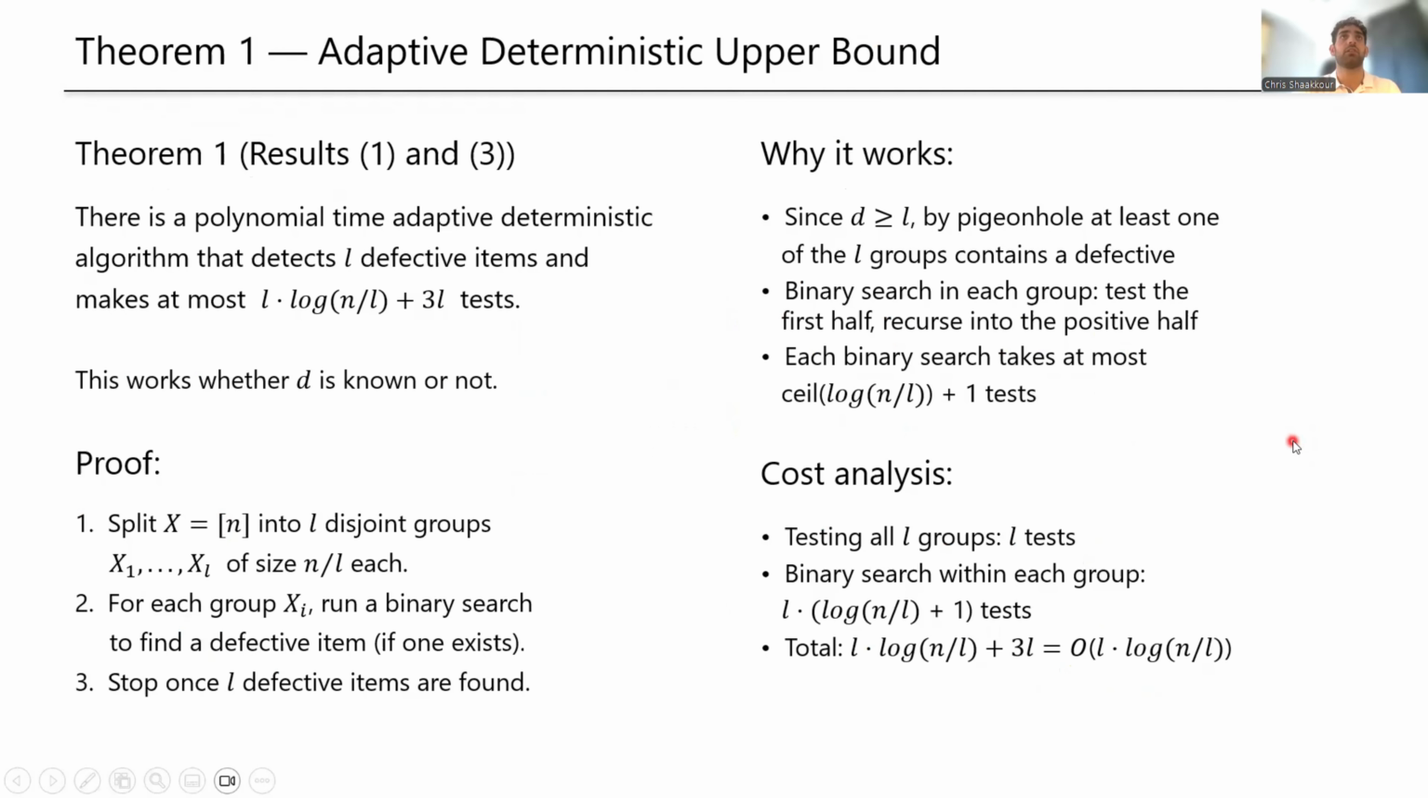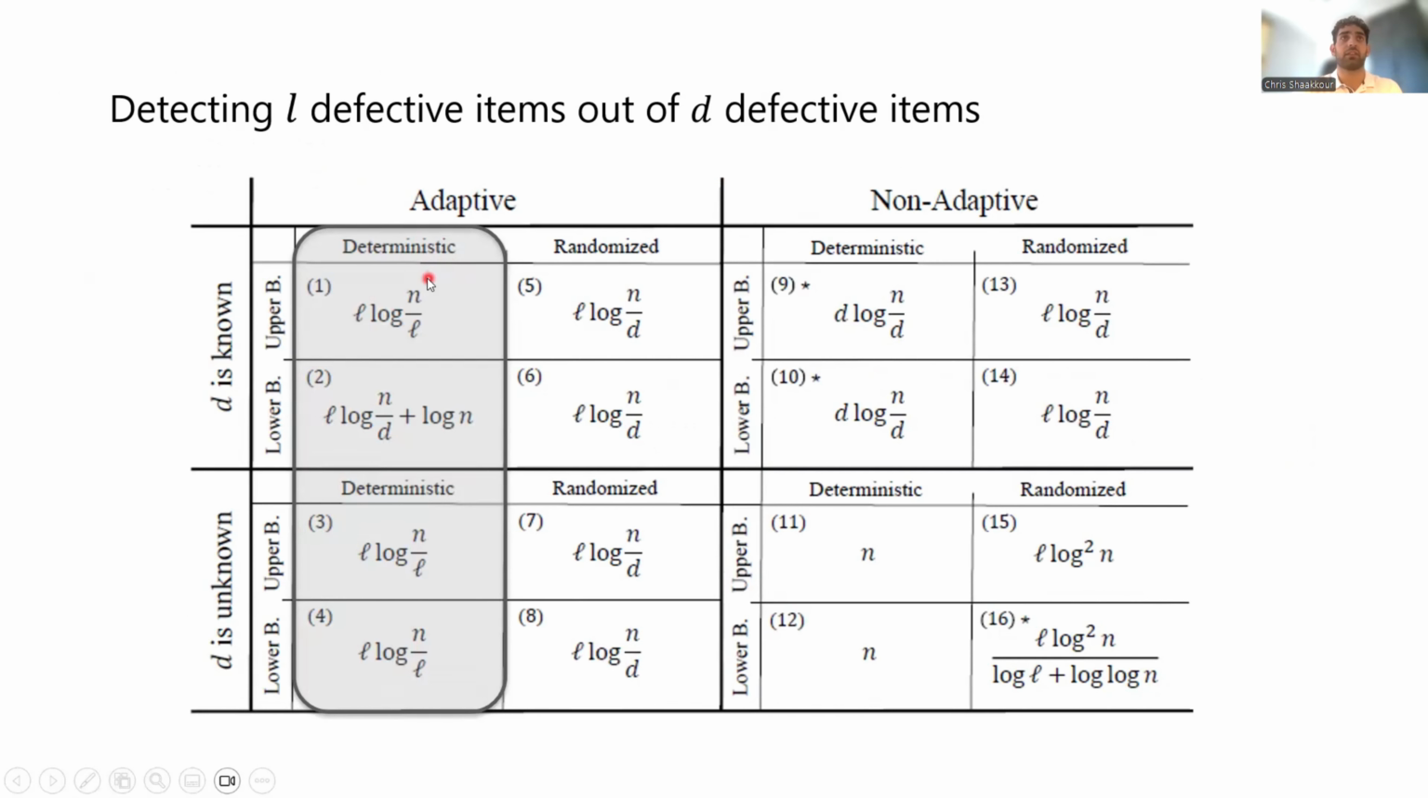Let's get started. Theorem number 1, which corresponds to results 1 and 3. Let's take a look again at results 1 and 3. We have an upper bound for an adaptive deterministic algorithm, where D is known or not known. Turns out in the proof that it doesn't matter if D is known or not known in this case. We have the same upper bound, which is L log N divided by L.